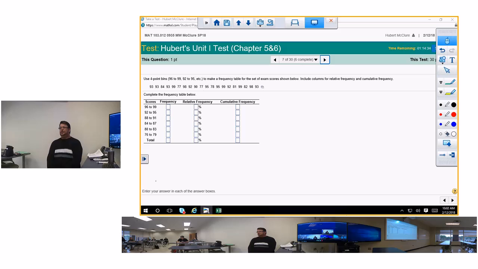We talked about relative frequency. Relative frequency is just a what? Percentage. You put the number over the total, which is n.